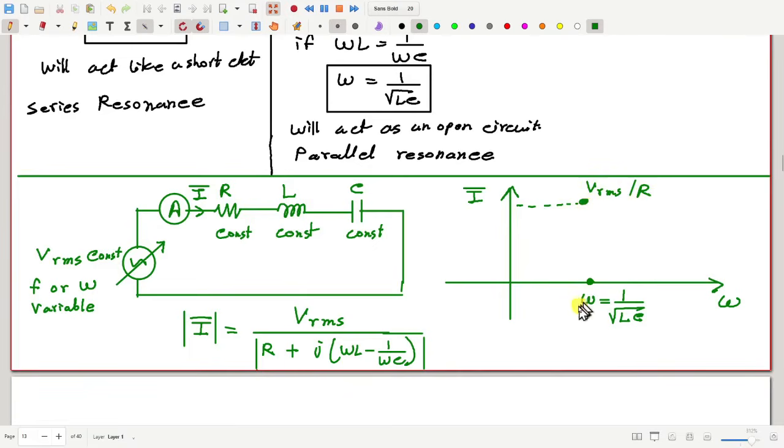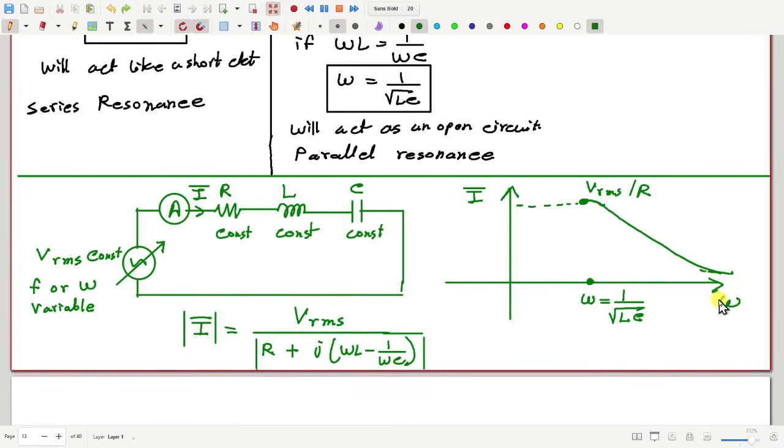Now if I change the frequency, suppose I increase the frequency, then what will happen to the current? The current will decrease. Why will it decrease and how far? It tends to zero. If I take a very large frequency, then the inductor impedance, j omega L, will be very large, and 1 by j omega C will be 0, but overall the denominator will be very large, so the current will come down to 0 gradually.